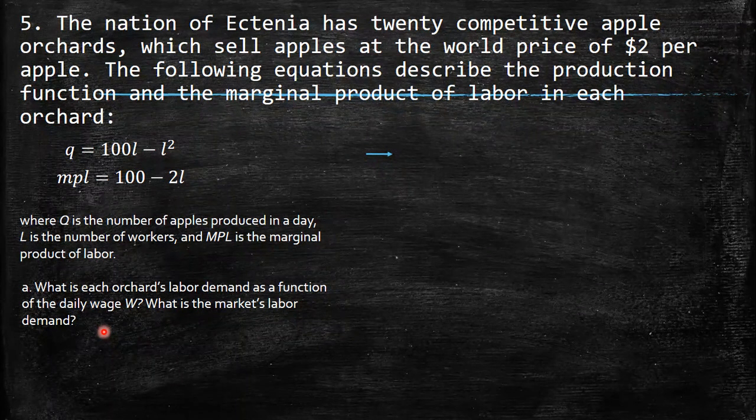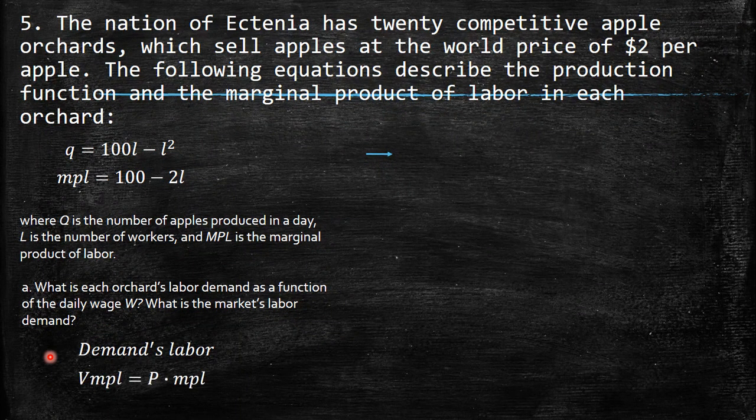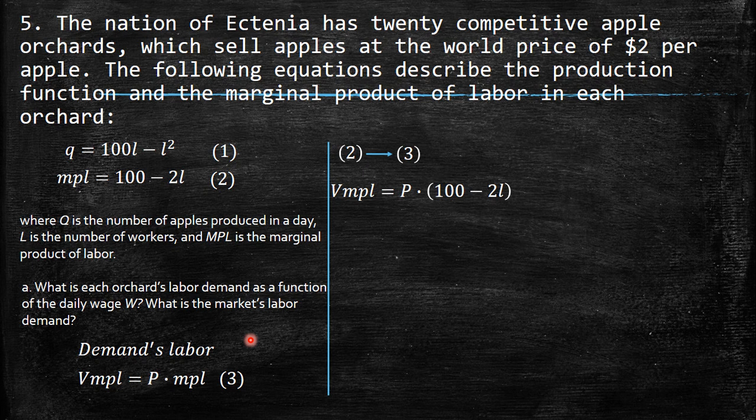So here we go. Here we have the demand for labor. Remember, the demand for labor is provided by the value of the marginal product of labor. It's exactly equal to the price times the marginal product of labor. Here, we'll label that as the first equation. Here is the second equation, and here is the third equation. So you can say, okay, I already have the second one, so I can insert it into the third equation, right?